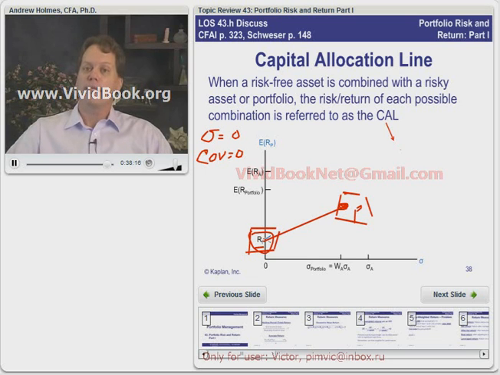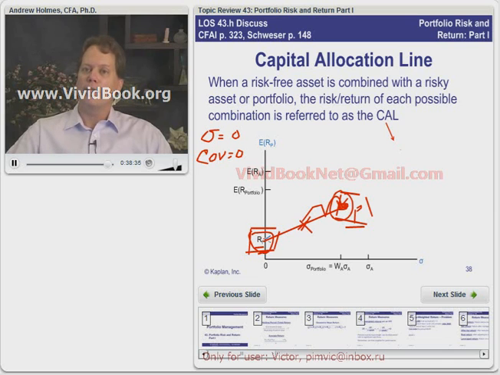So what does this say? Well, if we're at this point down here, that says I've got half my money in portfolio P and the other half in the risk-free asset. Well, if I really like portfolio P, maybe I want to move out. So I'm going to move closer to P, or maybe I'm going to be all the way out here at P. But what if that's not enough risk for me?